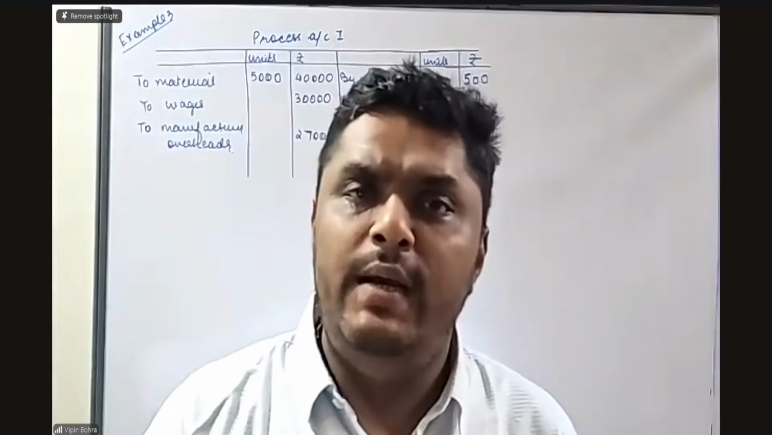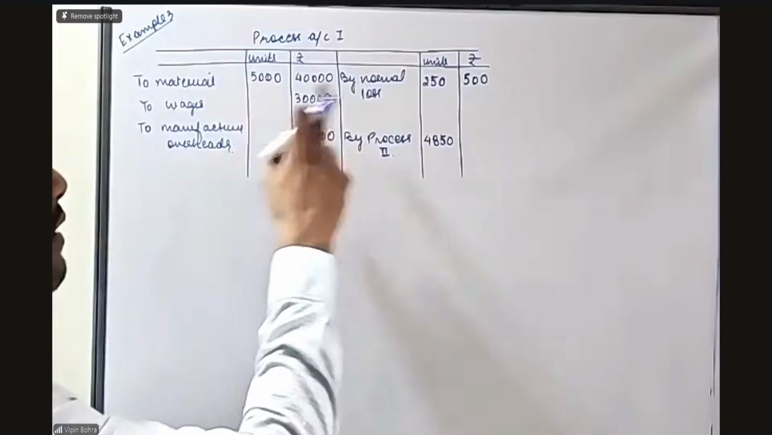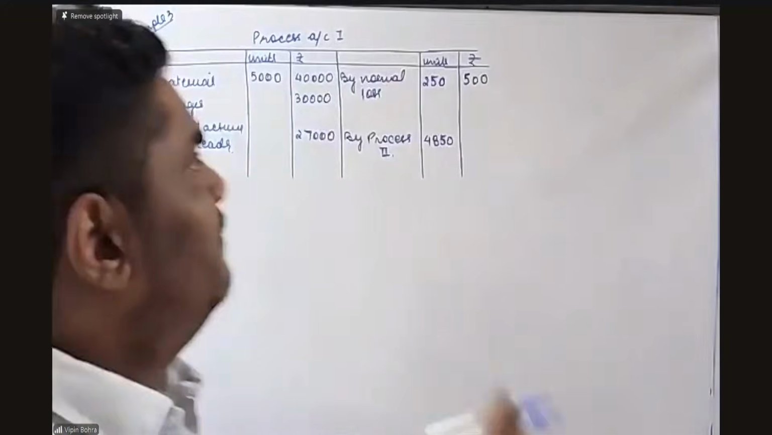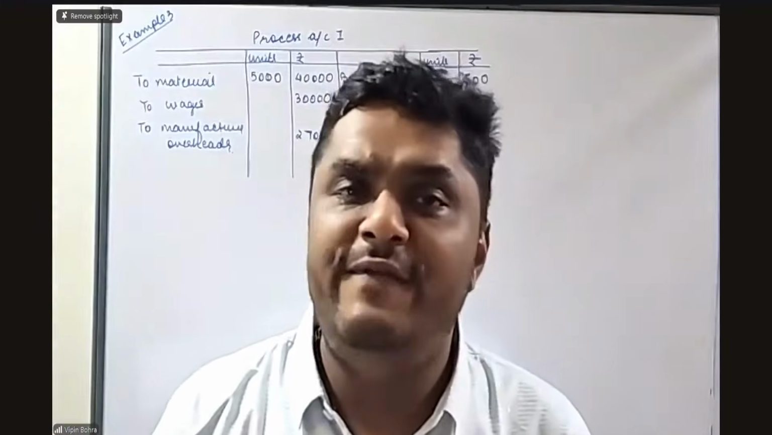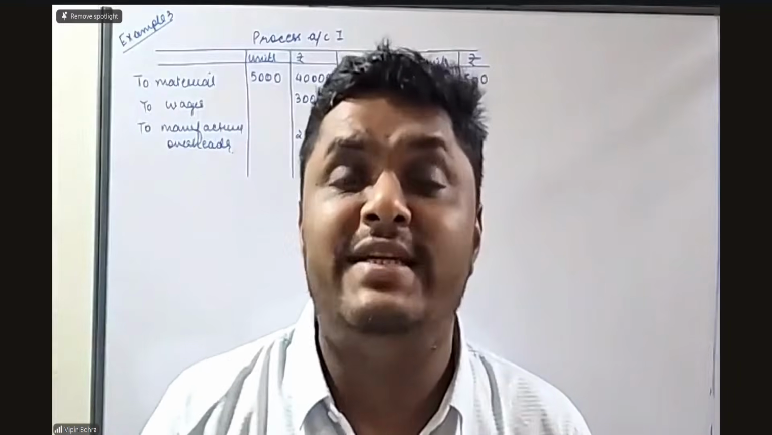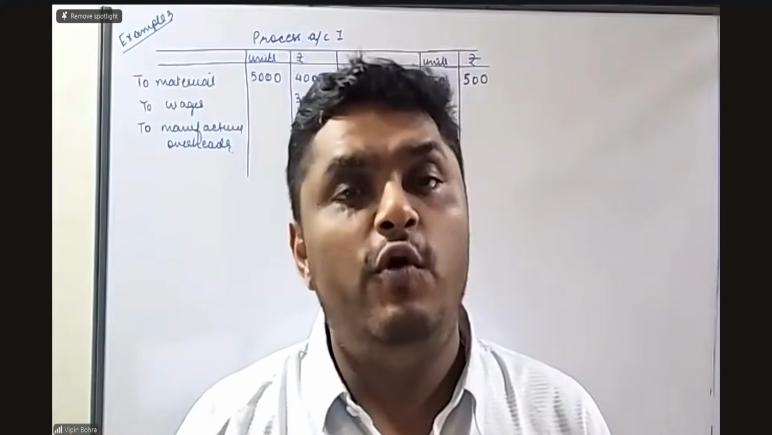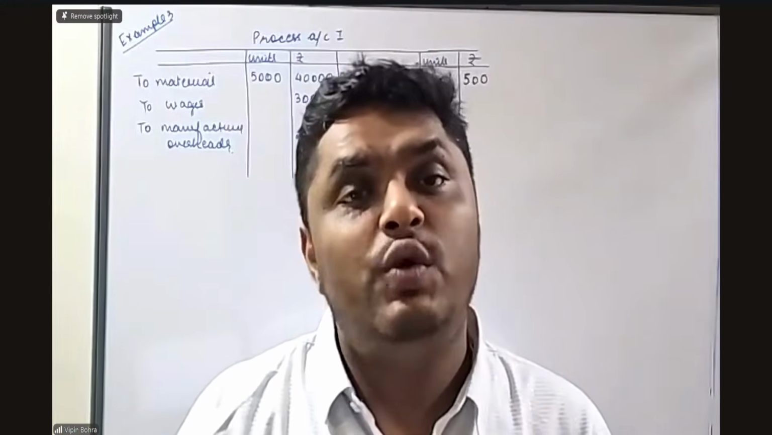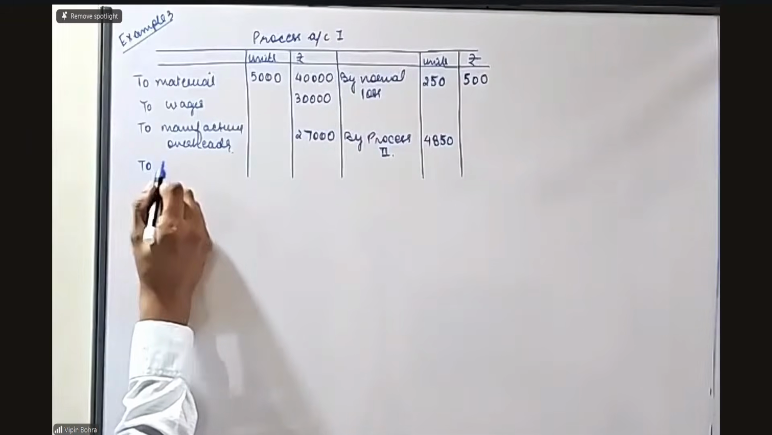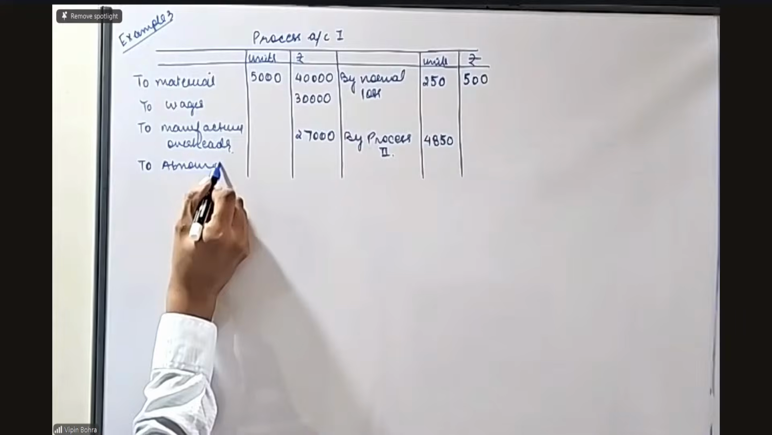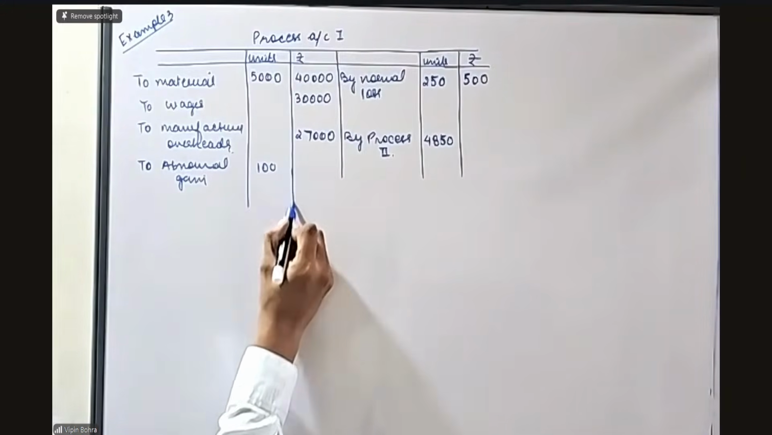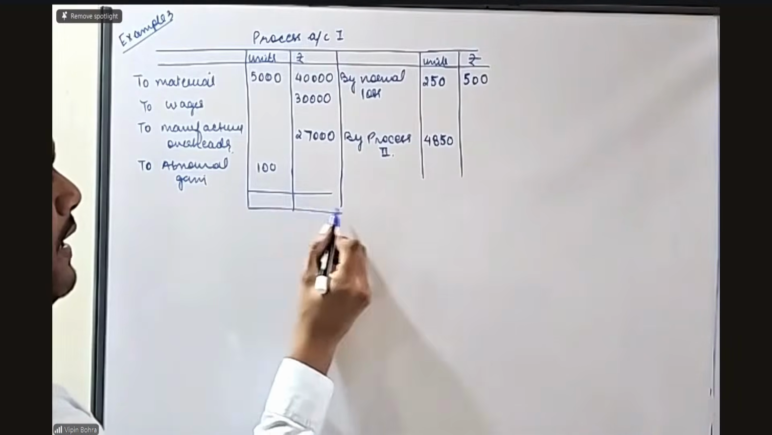Now when talking about the inputs, my inputs were 5,000. My normal loss is 250. So my expected output was how much? 5,000 minus 250, that is 4750. However, my actual output is 4850, 100 units extra. I was expecting an output of 4750 units. However, my actual output is 4850, 100 units extra. So we need to balance it. So this is abnormal gain. This 100 units extra is what? My abnormal gain.